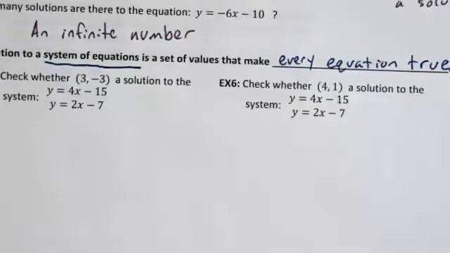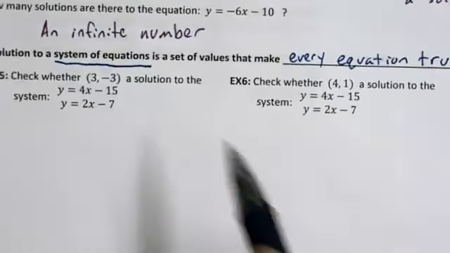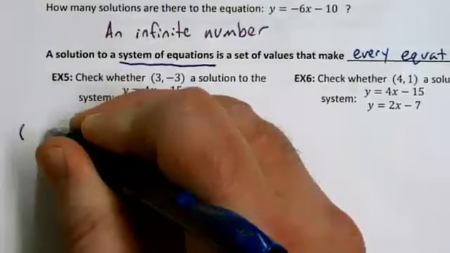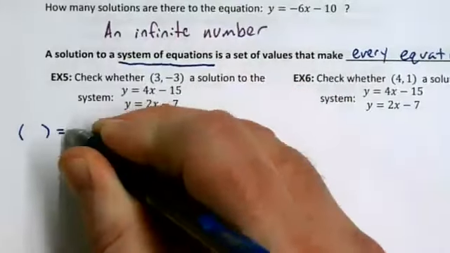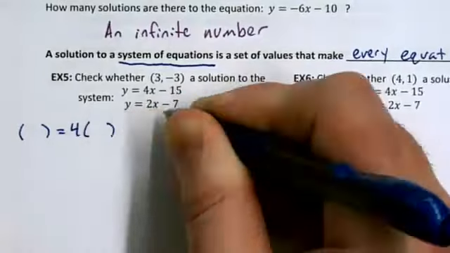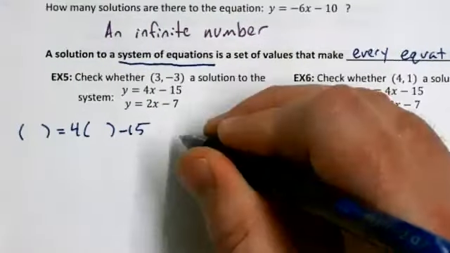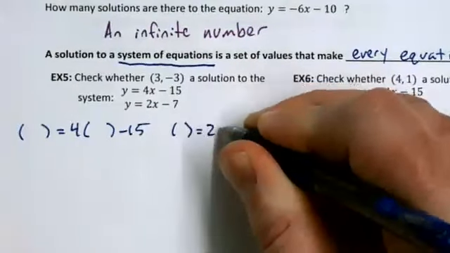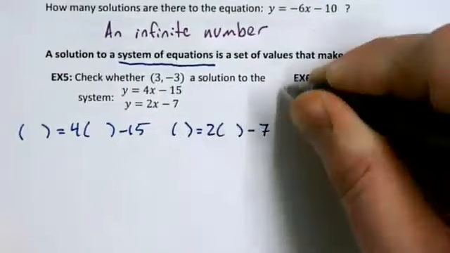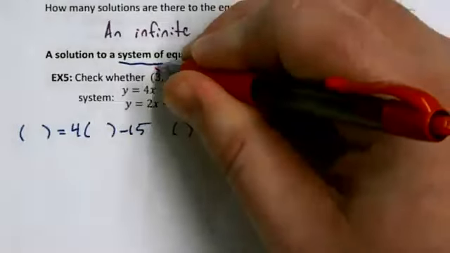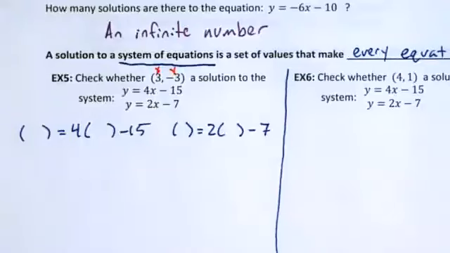So let's go ahead and do this system of equations here. I'm actually going to go ahead and write out both of these equations side by side, but I'll leave out my x's and y's. So the first one is y equals 4x minus 15. And my second one is y equals 2x minus 7. And I'm going to have to plug these x and y coordinates into both of those equations and check both of them.